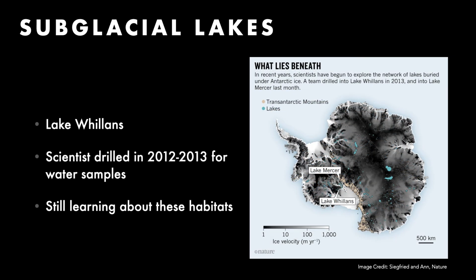Lake Willems is another example. Scientists drilled in 2012 and 2013 for water samples here. They found that there may be some really unique ecosystems here. We're still learning a lot about these habitats. But scientists did find microbes that were found in the absence of solar energy. And so there are some questions to be answered here about what kind of life these lakes contain.